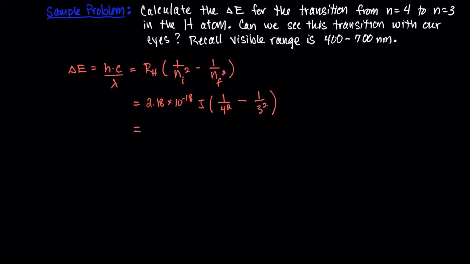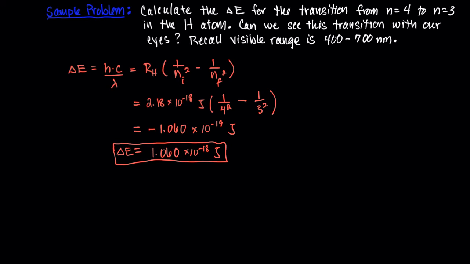Plug that into the calculator, and we should get negative 1.060 times 10 to the minus 19th joules. Right. Remember, we're going to take the absolute value of this so that we can calculate lambda. Right. So delta E is equal to 1.060 times 10 to the minus 18th. All right. So that's the answer to the first part of the question.